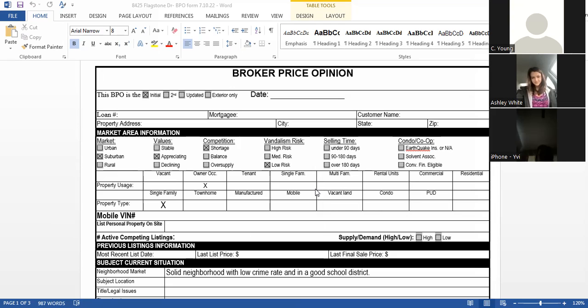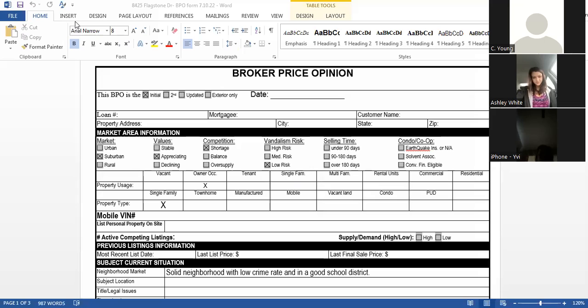And then conventional financing eligible. If it can get conventional financing, you want to check that. If it cannot, and it's a cash only deal, then you want to check that as well. Or if it's a rehab. This particular home was owner occupied. It was a single family.